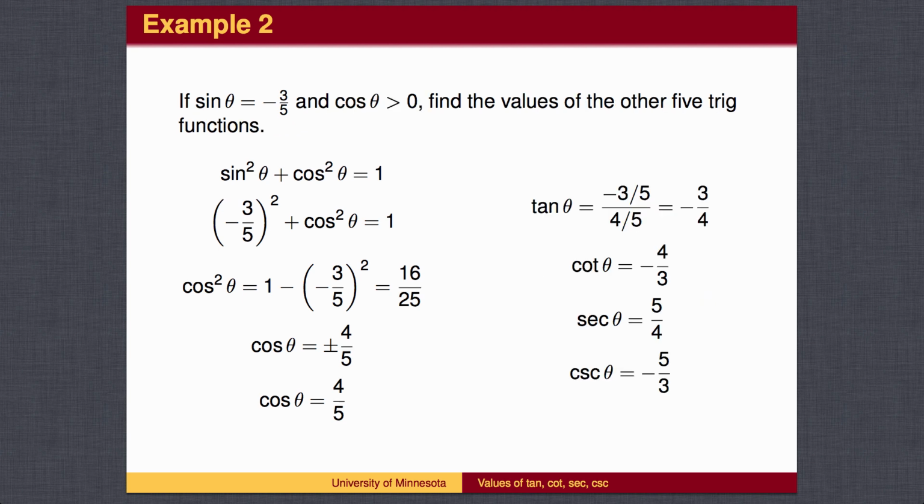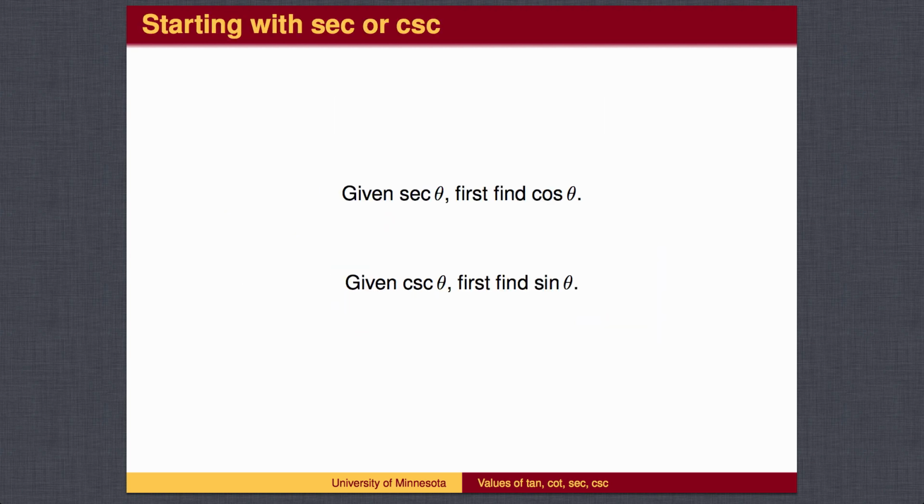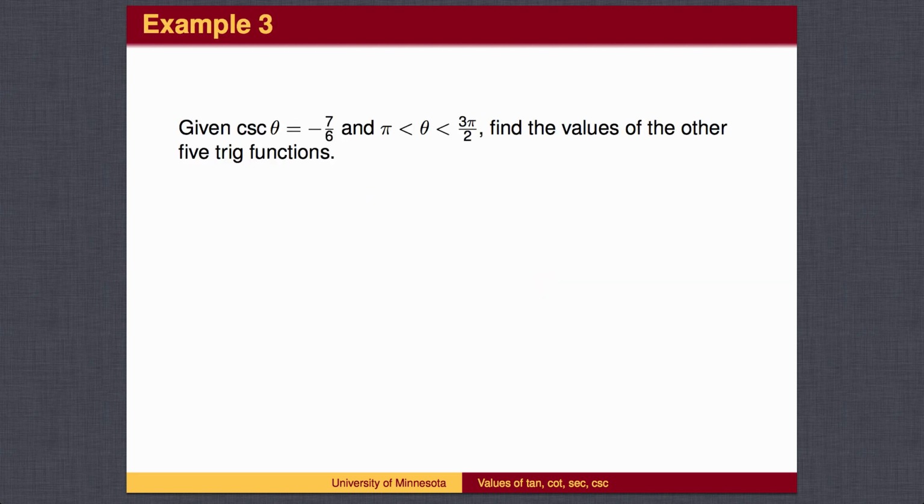To recap, given either the sine value or cosine value, the standard procedure is to use the trig version of the Pythagorean theorem, that is, sine squared theta plus cosine squared theta equals 1, to find the other, and then use the definitions. If you are given either secant or cosecant, first take the reciprocal to find the sine or cosine, and then follow the standard procedure. Here is an example.